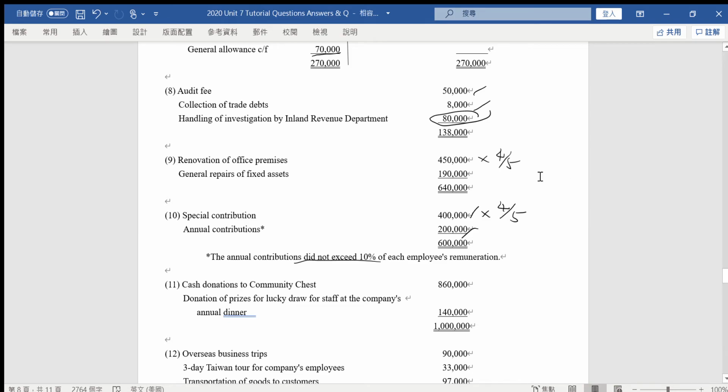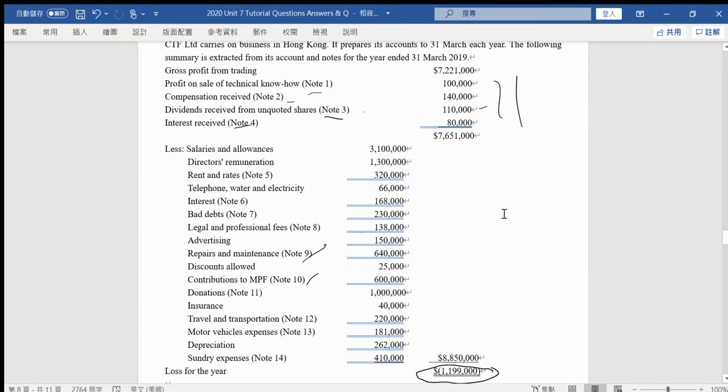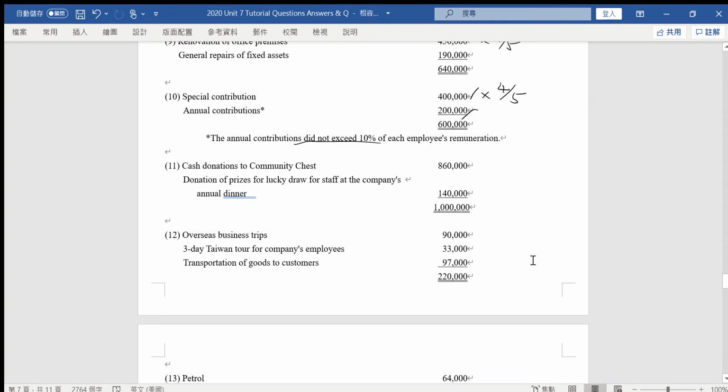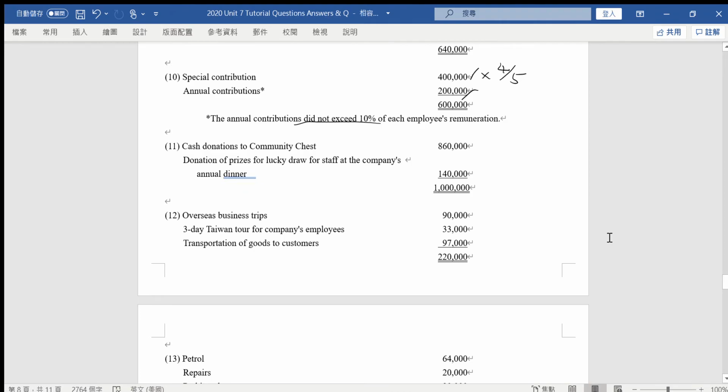Then the donation, note 11. By looking at note 11, there are 2 items. Cash donation to community chest or similar is allowed to deduct, right? But we need to add it back in order to determine the maximum, whether that will be over or not. That's why we need to add back this 860,000.